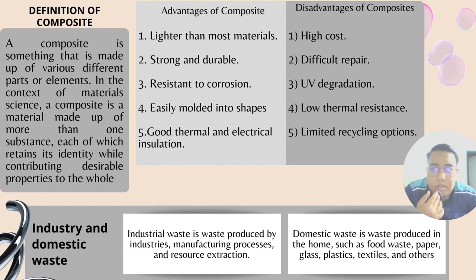For the industrial and domestic waste, the industrial waste is waste produced by industry, manufacturing processes, and resource extraction. The domestic waste is waste produced in the home, such as food waste, paper, glass, plastic, textile, and others.